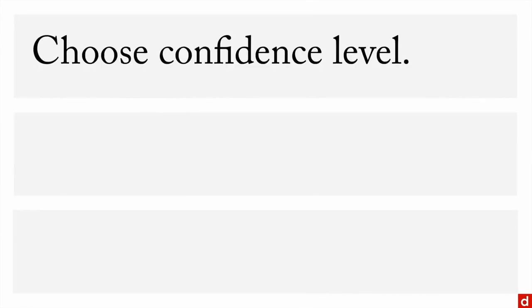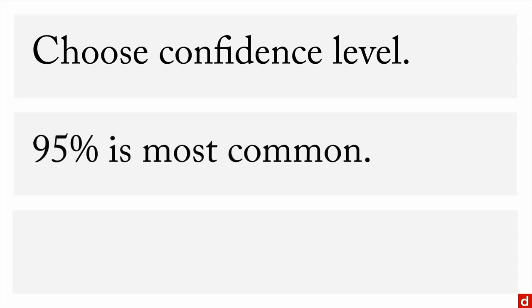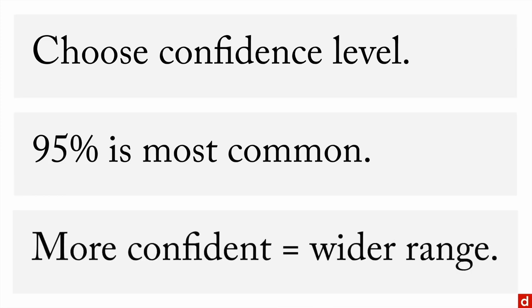Now, there are three general steps to this. First, you need to choose a confidence level anywhere from, say, well, you can't have zero. It has to be more than zero, and it can't be 100%. Choose something in between. 95% is the most common. And what it does is it gives you a range of numbers, a high and a low. And the higher your level of confidence, the more confident you want to be, the wider the range is going to be between your high and your low estimates.